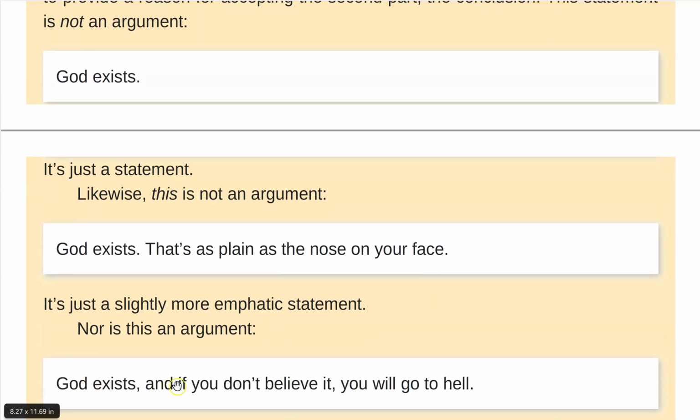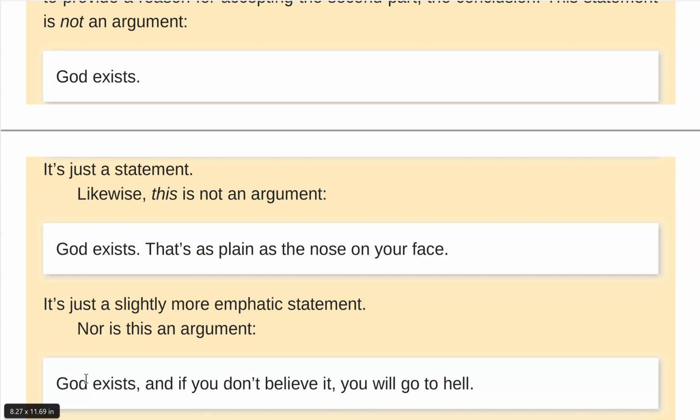God exists, and if you don't believe it, you will go to hell. I want to keep this idea in our head. We're not seeing premises and conclusions here at all. We're just seeing claims or statements, right? Some people might interpret this threat, if you don't believe it, you will go to hell, as a reason for believing it. But that threat is not a reason for thinking it is true, right?